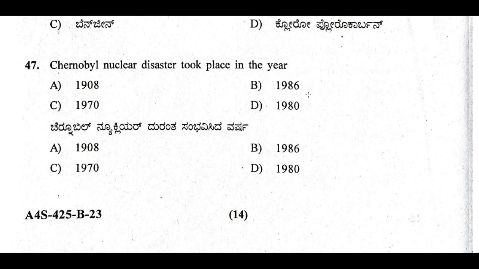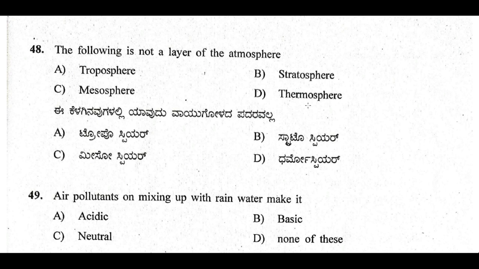Question number 48. The following is not a layer of the atmosphere. Option A, troposphere. Option B, stratosphere. Option C, mesosphere. Option D, thermosphere.